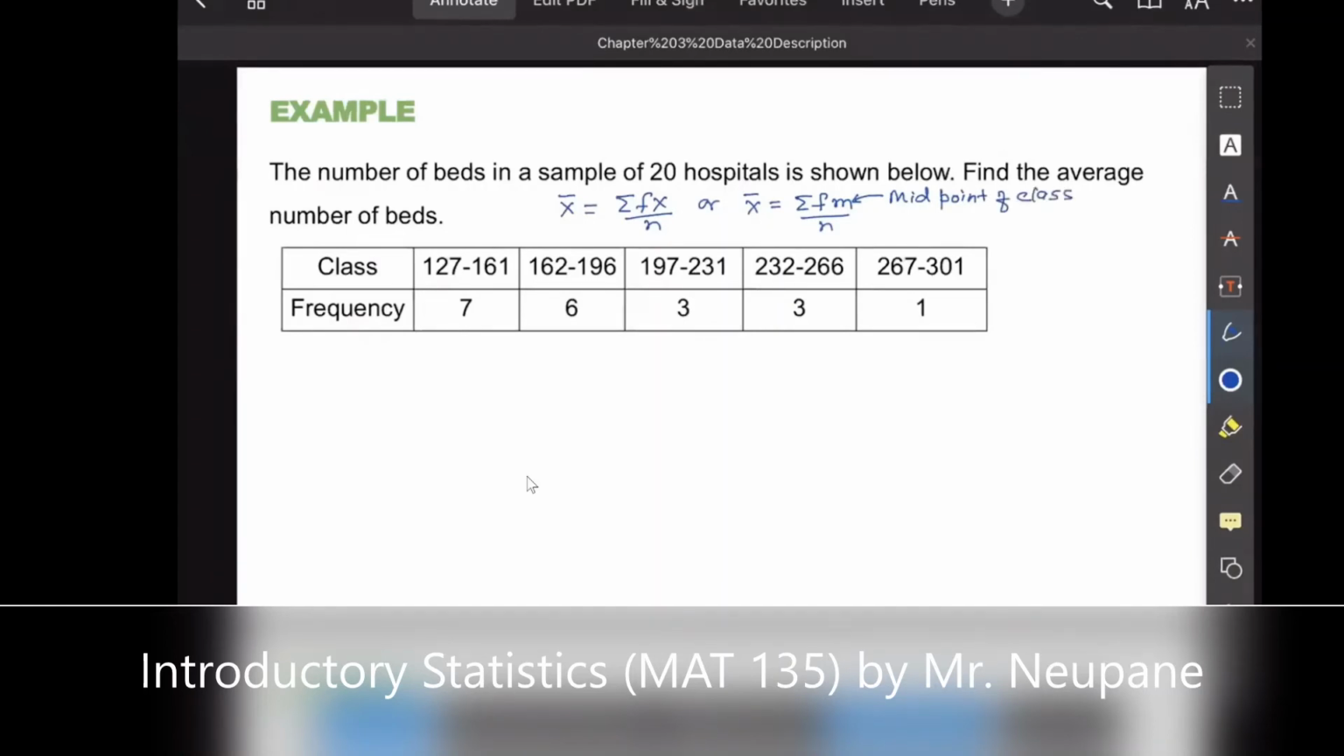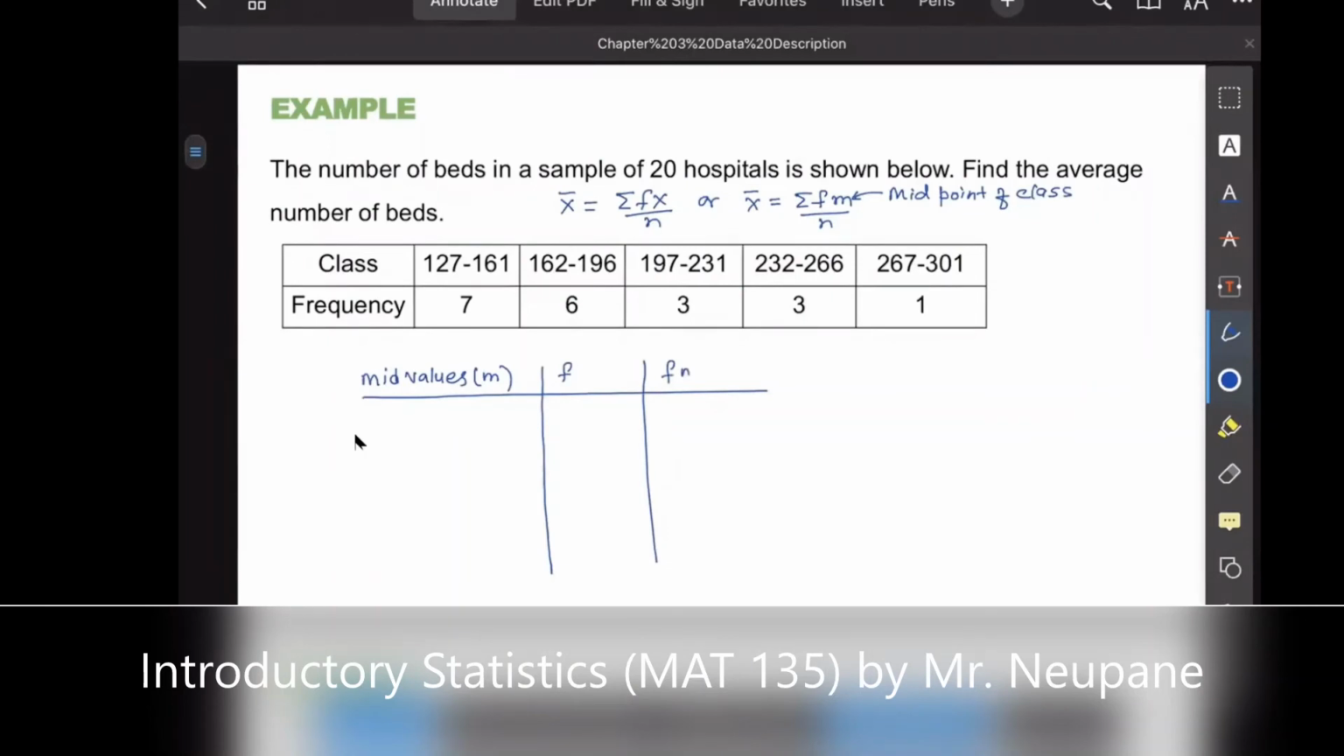Okay, we have to find the midpoint of the class. In the previous chapter, we learned how to find the midpoint. We add the lower value and upper value, and divide by 2. So let's do that. First, we write the mid value, m, in the table. Then we have the frequency in the second column. And then we need to find f times m. Let's all work together.